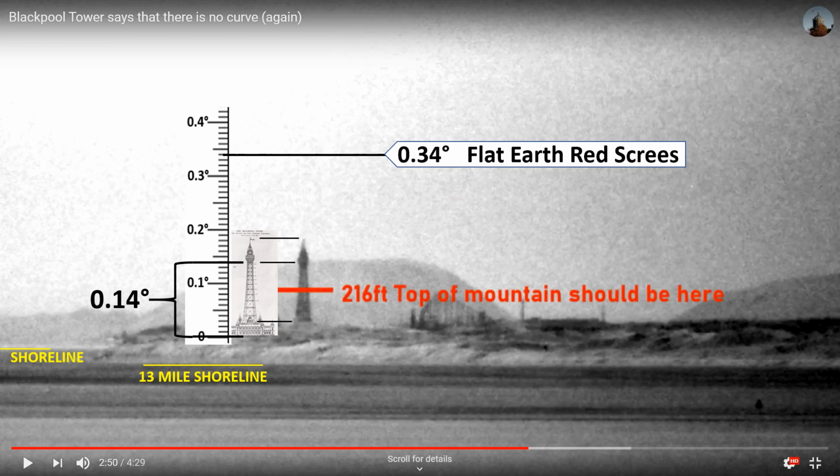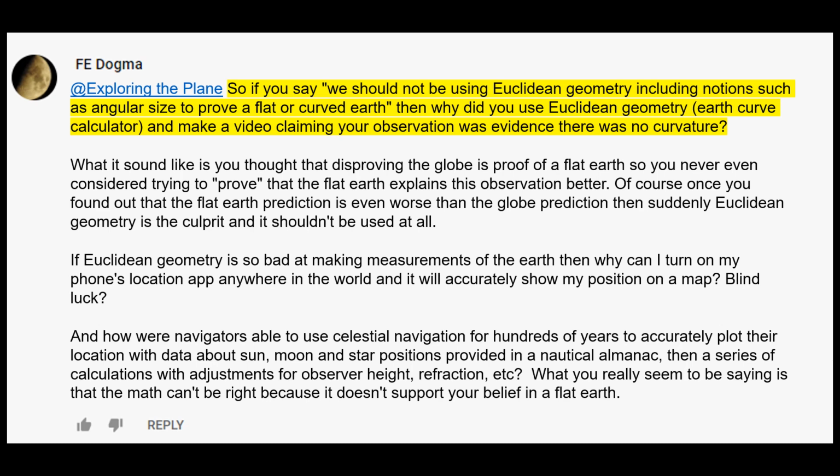the flat Earth does. Now I did reply back and I said, so if you say we should not be using Euclidean geometry, including notions such as angular size, to prove a flat or curved Earth, then why did you use Euclidean geometry, the Earth curve calculator, and make a video claiming your observation was evidence that there was no curvature? And I continued with, what it sounds like is you thought that disproving the globe is proof of a flat Earth. So you never even considered trying to prove that the flat Earth explains this observation better.